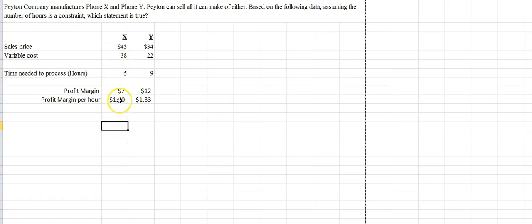It's going to be a lower profit margin, but you'll be able to produce more and sell more. So in this case, what you want to do is you want to calculate a profit margin per hour.